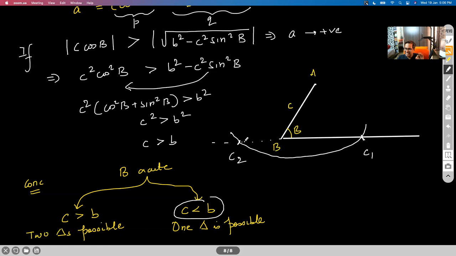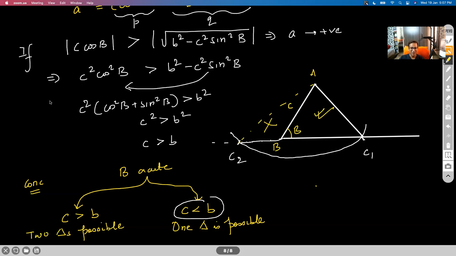Now, if you are cutting it at C2, can I say this can be my triangle? You will say no, sir, because in that case, B becomes obtuse. This will become your B, not this one, right? That is why when b is more than c, only one triangle is possible, and that triangle will be the one which you obtain by connecting A with C1. This will be your required triangle, not the other one. Are you getting my point or not? Understood?